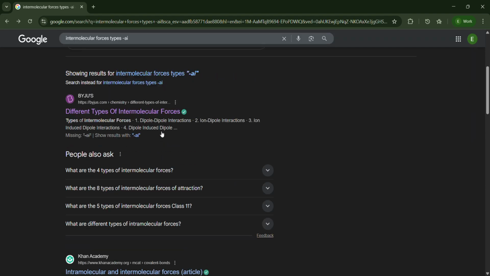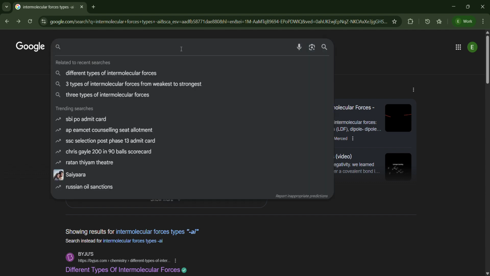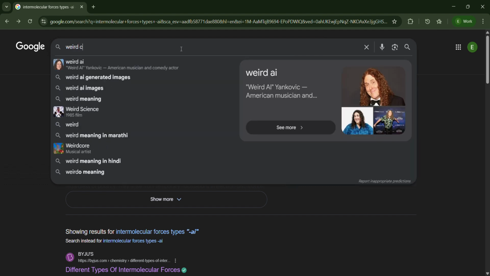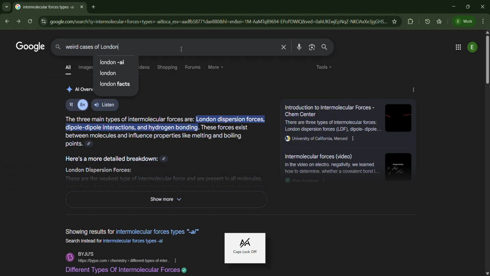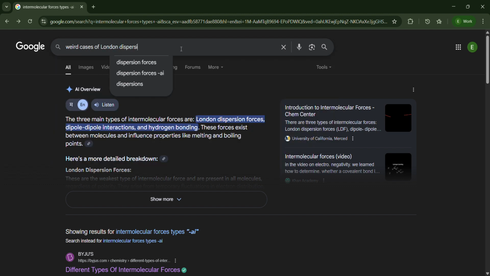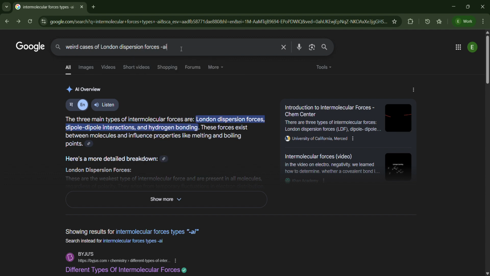So London forces are quite an interesting case. Let's look at the weird cases of London dispersion forces.